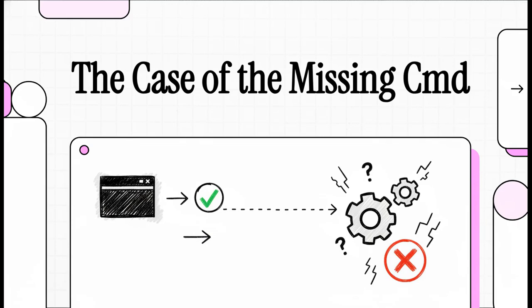You know that feeling, right? You've got a script, it works perfectly when you run it in your terminal, but then you stick it in an automated system like cron, and suddenly it just fails. It's a classic, frustrating Linux mystery, and today we're going to solve it.